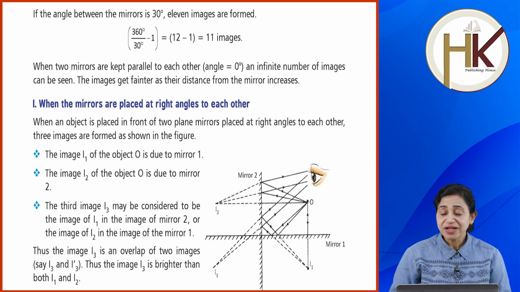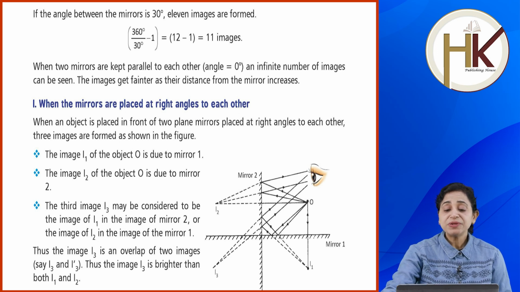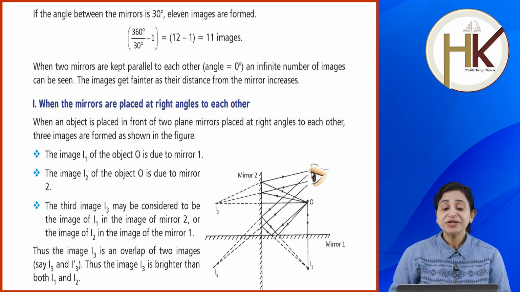When the mirrors are placed at right angles to each other. When an object is placed in front of two plane mirrors placed at right angles to each other, three images are formed as shown in the figure. The image I1 of the object O is due to mirror 1. The image I2 of the object O is due to mirror 2.